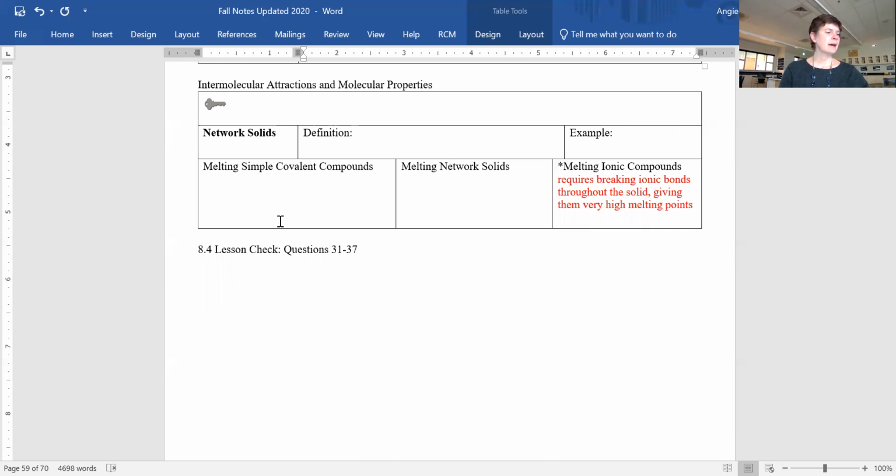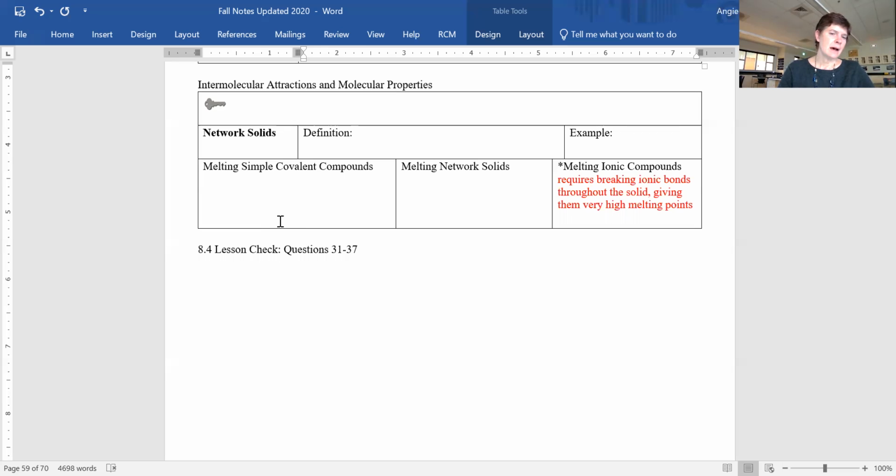All right, you would already have read this and written the key, which is that the diversity of physical properties among covalent compounds is mainly because of widely varying intermolecular forces of attraction. We've already talked about simple covalent compounds and ionic compounds, but we haven't talked about network solids yet.